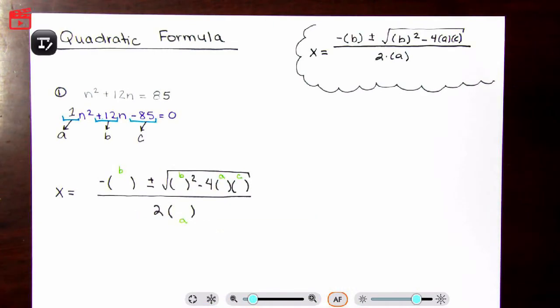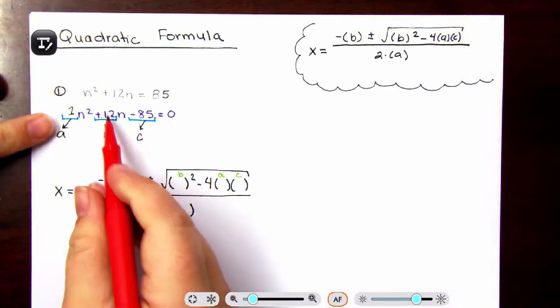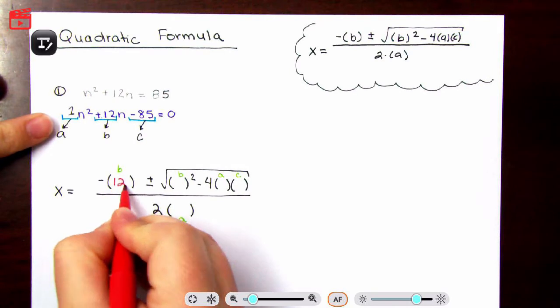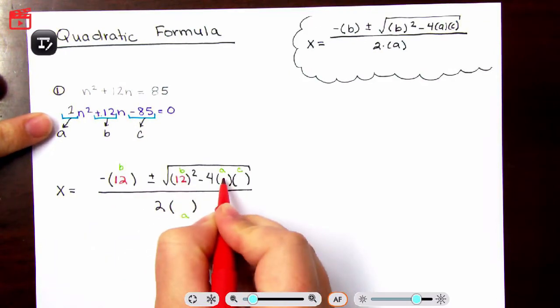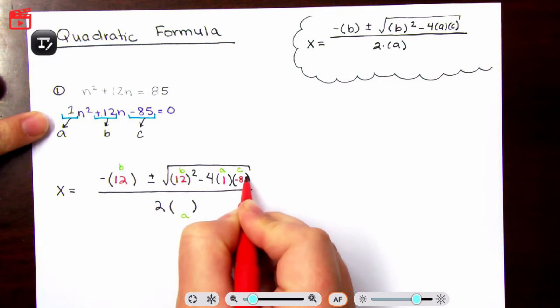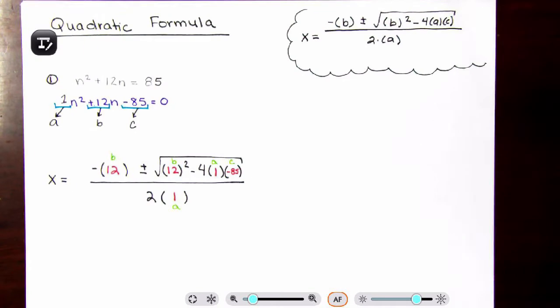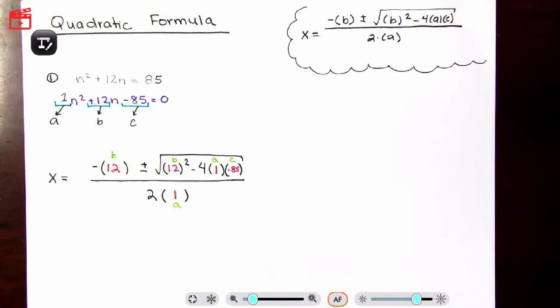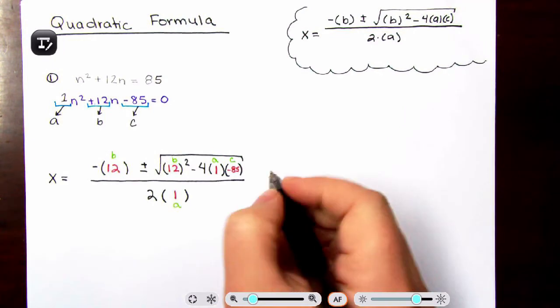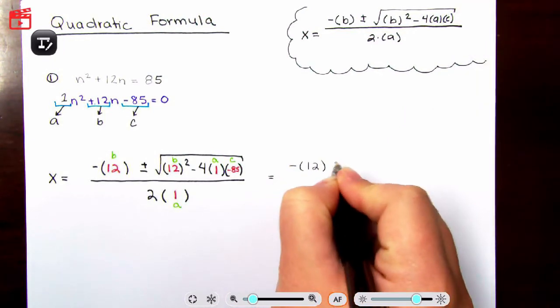So I'm going to go back into my equation and find out what the value of B is, and this is a positive 12. I'm going to find out what the value of A is, which is 1, the value of C, which is a negative 85. Make sure you take the symbol with it, and then A is 1. Work inside the square root first. So don't do anything else. I'm just going to copy everything else.